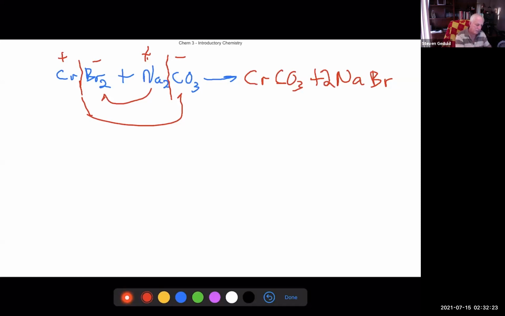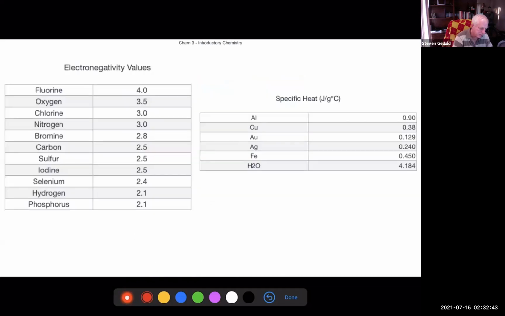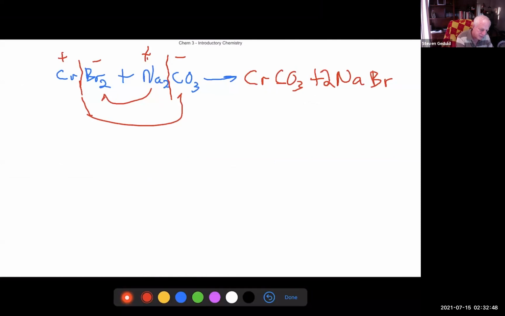And the physical states would be, chromium carbonate is a solid, I believe. Look on our chart here. We don't have chromium on the charts, so you have to look at a different table. You look in your book, you see the table with the rules for solubility, and this is a solid, and this is aqueous, AQ.